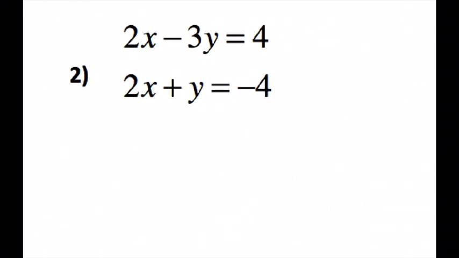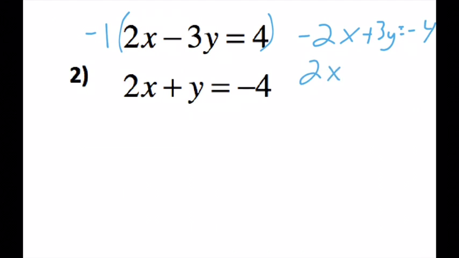You could choose to multiply the bottom by negative 1. It would not change the outcome. You get the same answer either way. But I'm just going to do the top one by negative 1. So we have a negative 1 times 2x, which is negative 2x. Negative 1 times the negative 3y is a positive 3y, equals negative 1 times 4 is negative 4. The bottom stays the same.